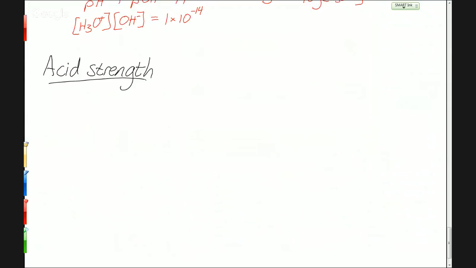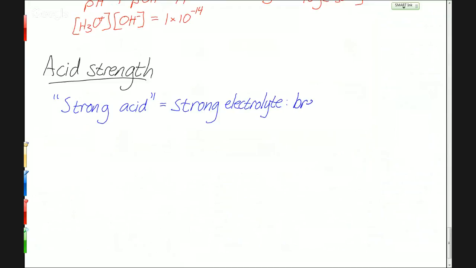So when we say a strong acid, what we really mean by that word strong is that this acid is a strong electrolyte, which means that it breaks up into ions in solution.